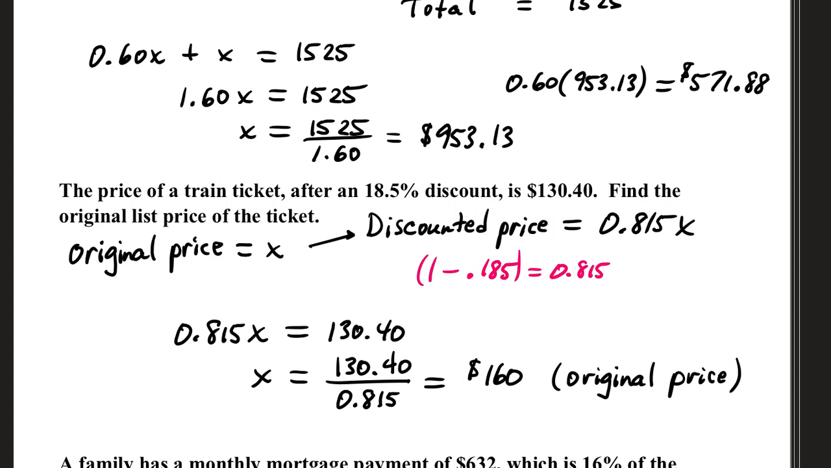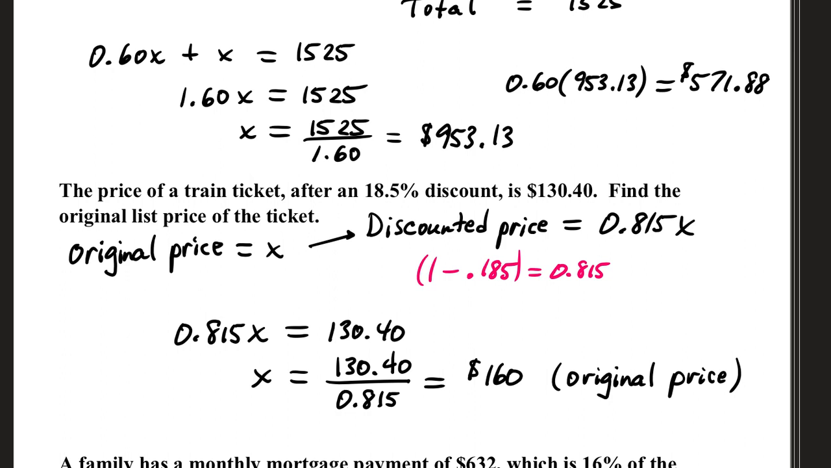The price of a train ticket after an 18.5% discount is $130.40. Find the original list price of the ticket. Well, first, we are going to assign X as the original price. That's what we're looking for.